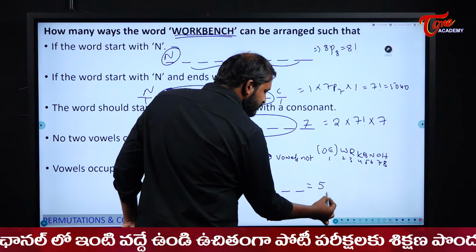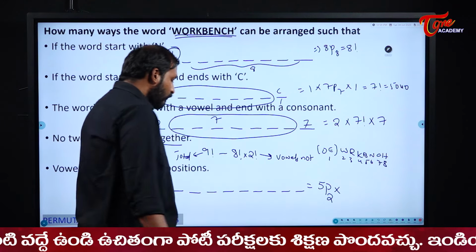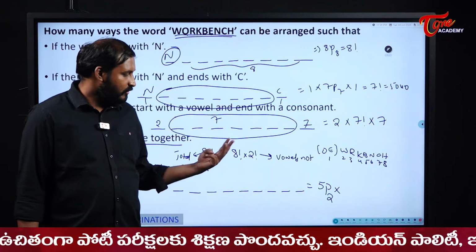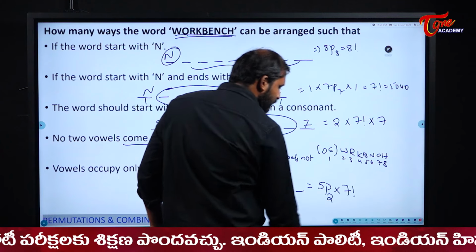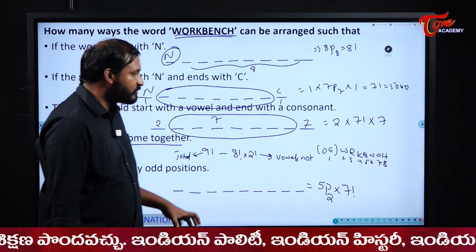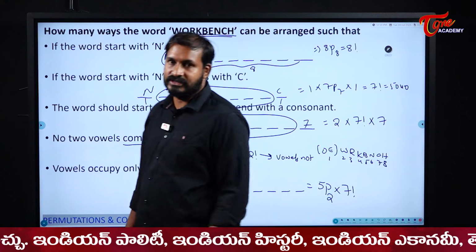So in 5 positions I need to fill 2 vowels, 5p2 into. Out of 9, 2 positions are fixed. So now I will have 7 more. So they can be arranged in 7 factorial ways. This is how we are going to solve all the problems. In this last problem, we mostly discussed all the concepts, students.